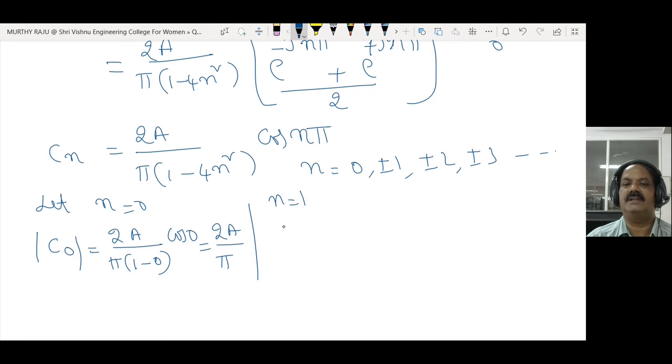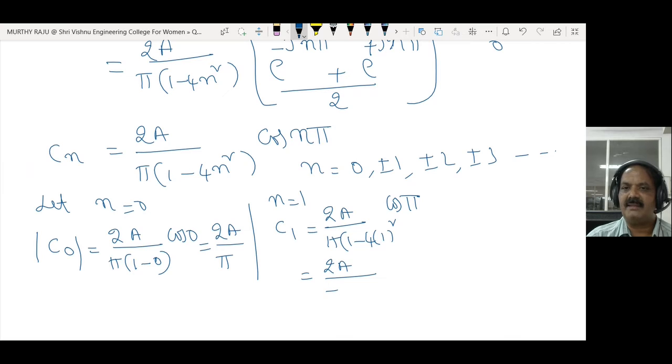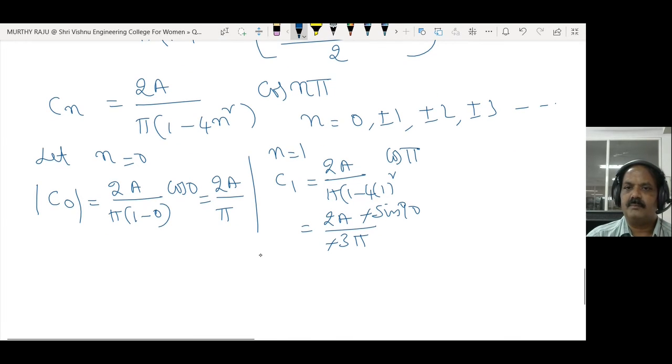N is equal to 1 means C1 is 2a by pi into (1 minus 4 into 1 squared) into cos pi. That is equal to 2a by (1 minus 4) which is minus 3 pi, and cos pi is minus 1. Minus cancels minus.